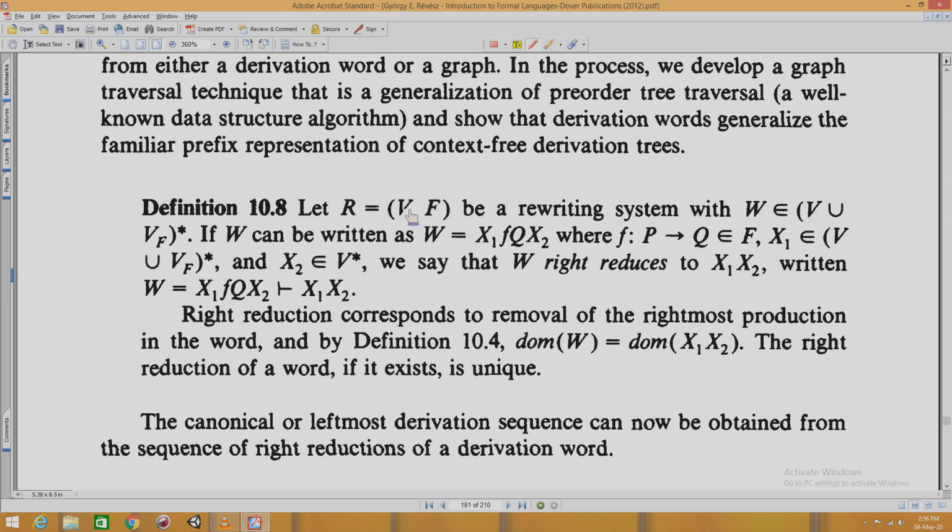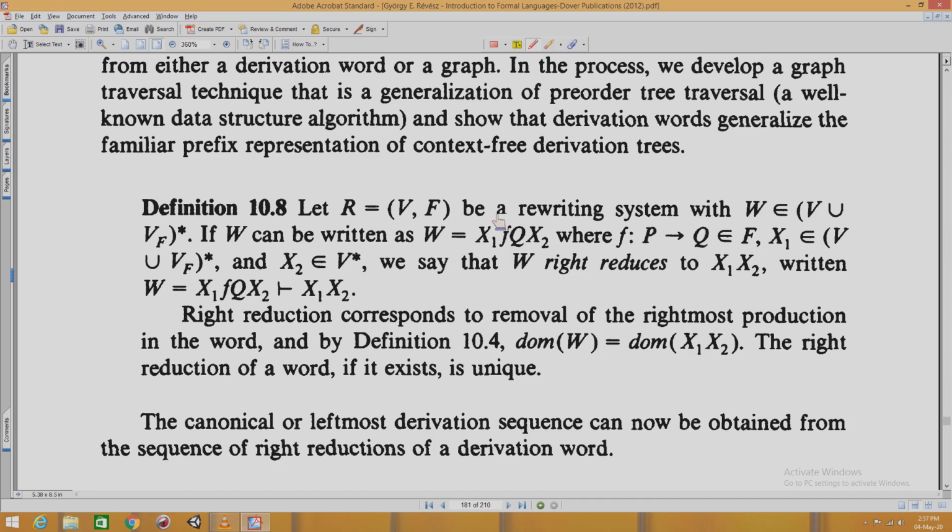In fact, V includes VN, VT, and F includes all the production rules, so only the start symbol is left. When we define a grammar, we take the start symbol as an addition to this rewriting system, because we have to take a complete grammar from the starting point, whereas in the rewriting system we need to know how to make the replacements only. We don't need a starting point. So you can have a grammar if you take S also, and this rewriting system (V, F).